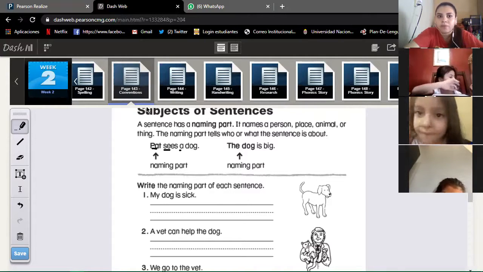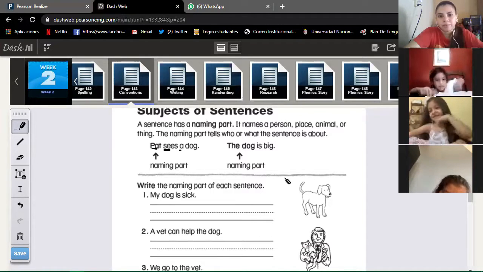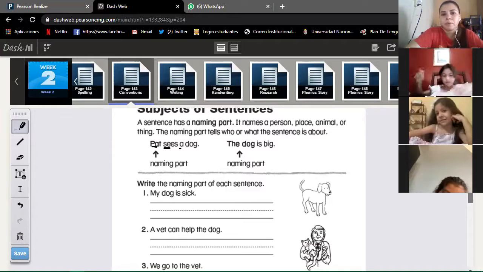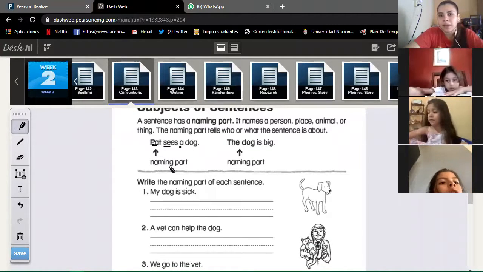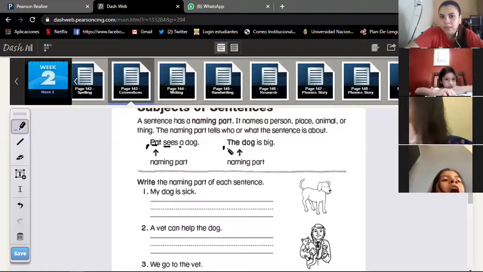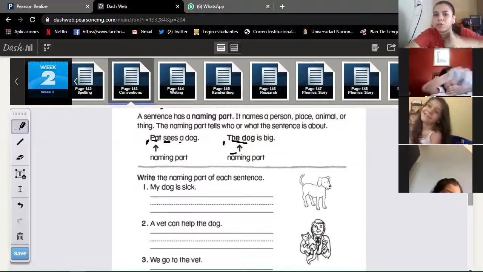Page 143. Okay. Again. Remember, write your name first, okay? We have two examples. Pat sees a dog. And we have that the subject or the naming part is Pat. Pat is the person that we talk about. In the second sentence, we have the dog is big. And the naming part is the dog, because we talk about the dog and the dog is an animal. Yes or no?